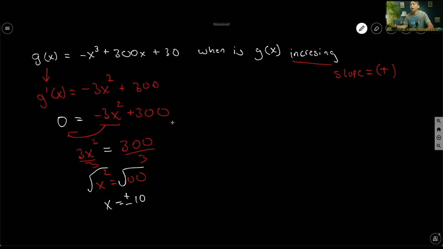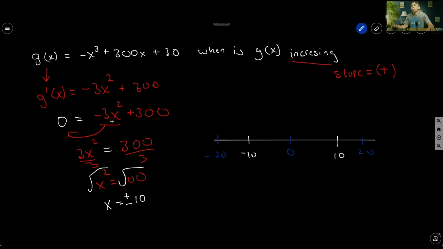So now we have exactly where the slope is 0, so it's neither increasing nor decreasing. But then we have to find out where it is increasing and decreasing. On the number line, we have our negative 10 here, and then a positive 10. And then of course we need test points on either side of each of those values. In between them, I'm going to choose the number 0 to test. On the left side, I'm going to choose minus 20. And on the right side, I'm going to choose positive 20.